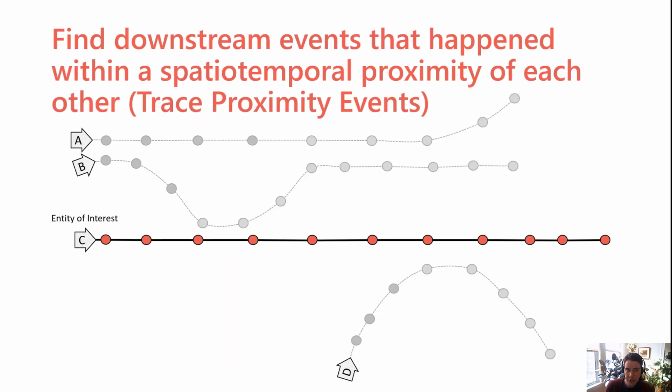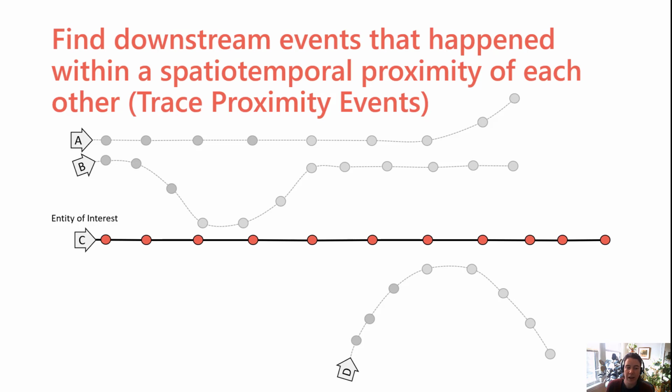This is a new tool, which is trace proximity events. So you're finding downstream events that happen within a spatiotemporal proximity of each other. That sounds more complicated than it is. This was actually developed as a COVID-19 use case. So here we have an entity of interest, and I'm going to use the COVID case. This is not all that it applies to, but it's something that we can all understand pretty easily.